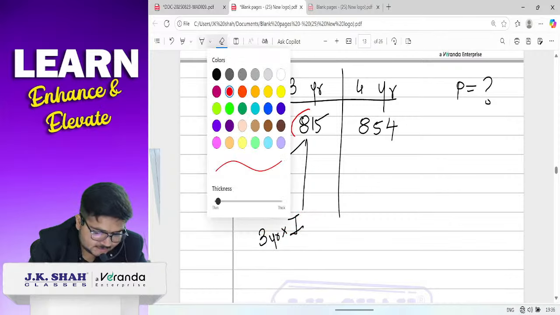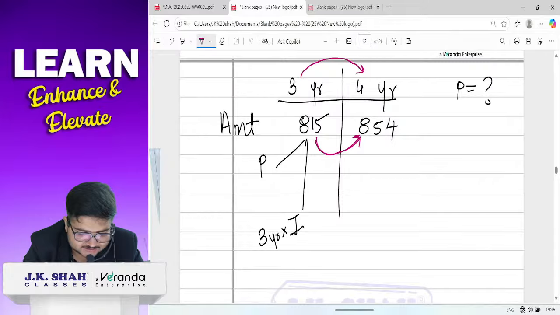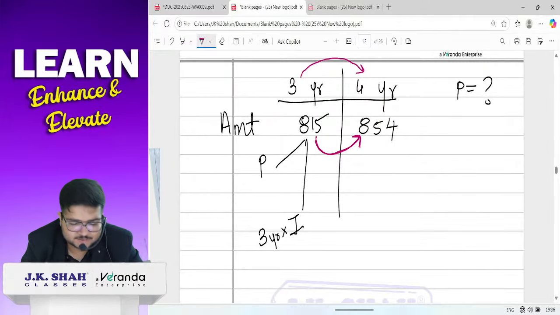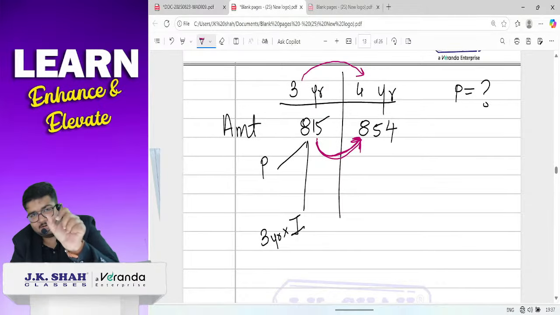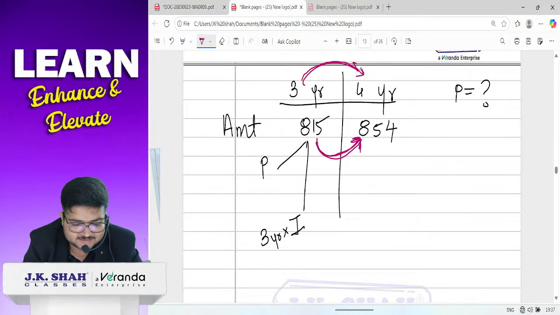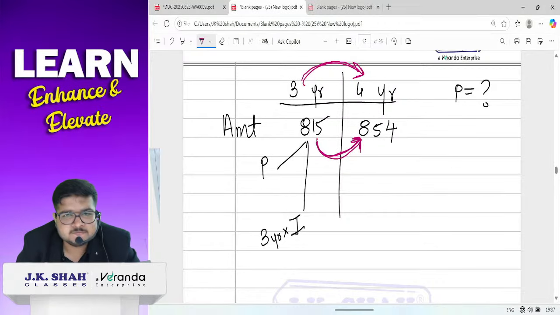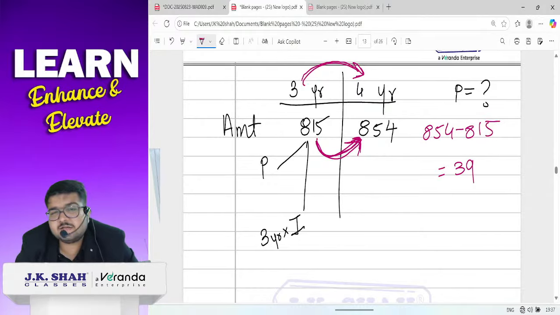Please pay attention. From 3 years to 4 years, only 1 year is increased. So the amount also increased, which means we got some interest. The amount increased from 815 to 854. Whatever the increment is, that is your interest. But that is the interest of 1 year, because only 1 year has increased from 3 years to 4 years. So 854 minus 815 is 39. 39 is the interest of 1 year.